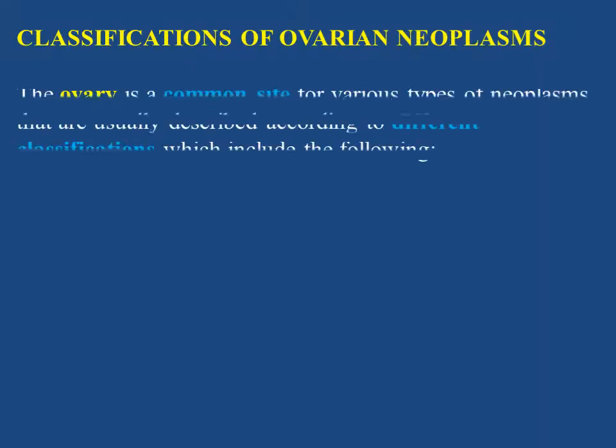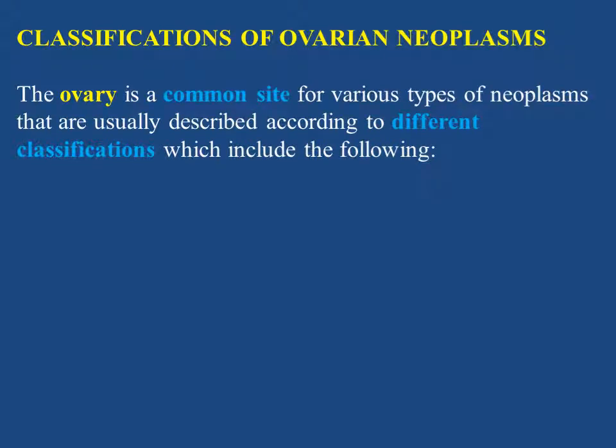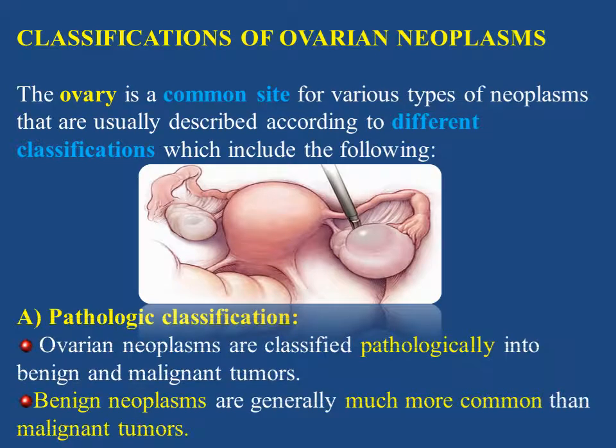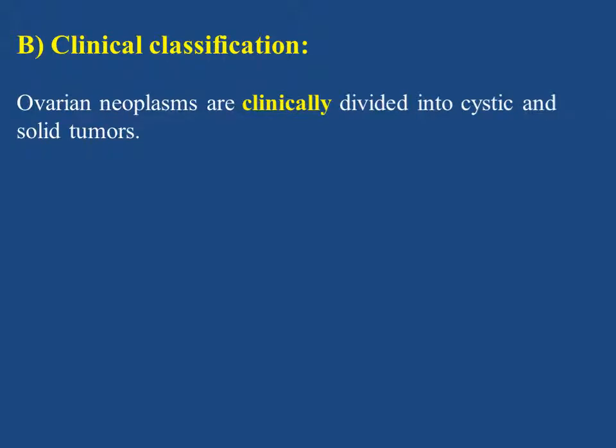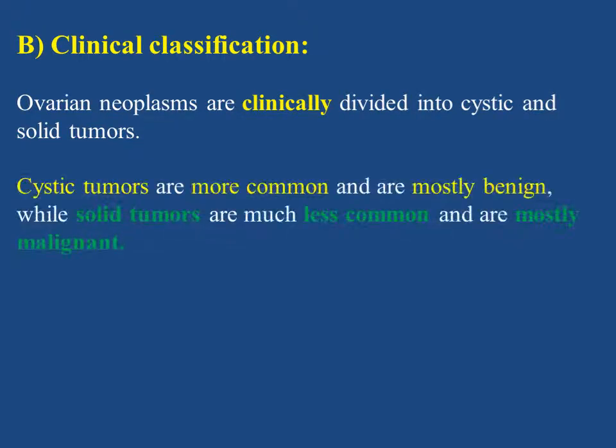The classification of benign ovarian neoplasm: we have different classifications, as the ovary is a common site for various types of neoplasm. First of all, the pathologic classification. They classify ovarian neoplasms pathologically into benign and malignant tumors, with the benign generally much more common than the malignant. The second is the clinical classification, whether cystic or solid tumor, with the cystic tumors more common and mostly benign, and the solid tumors less common and mostly malignant.